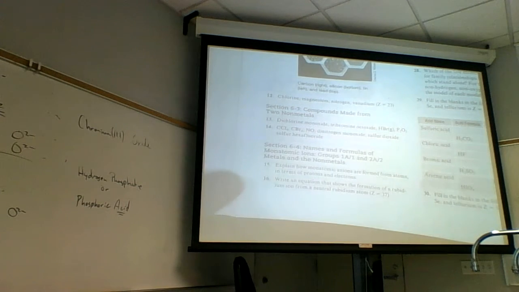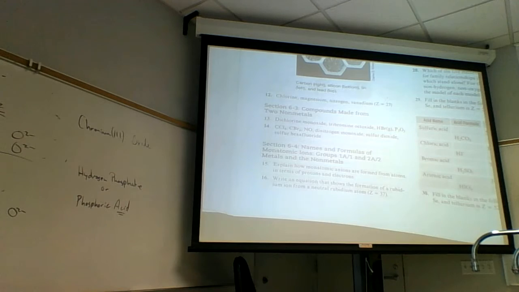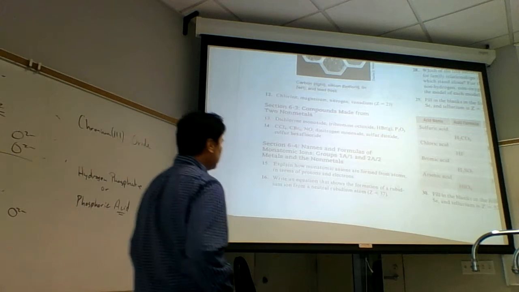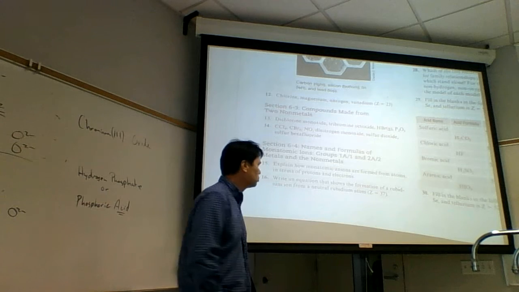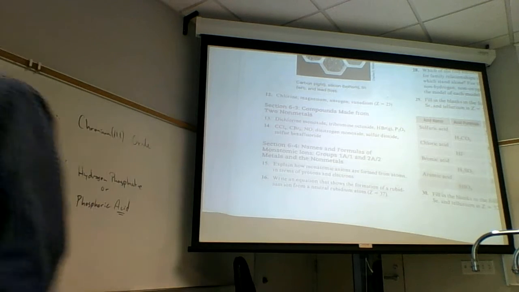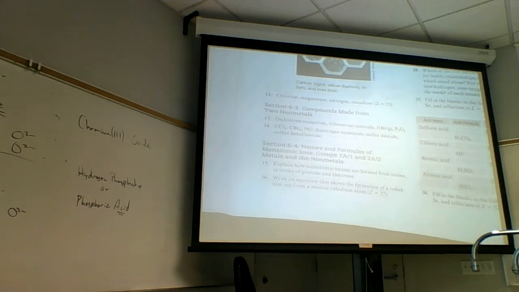End of chapter problems here. We'll go with the number 16. Write an equation that shows the formation of a rubidium ion from a neutral rubidium atom. Z equals 37. So we're looking at rubidium.